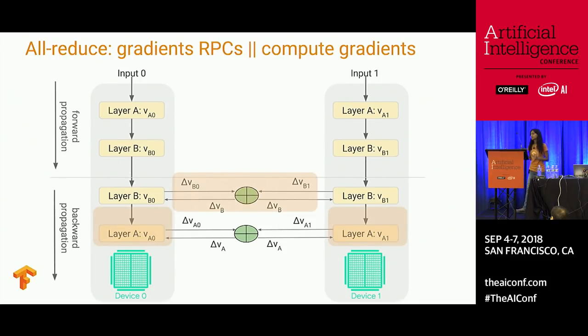All-reduce can further optimize things and bring down your training time by overlapping computation of gradients at lower layers in the network with transmission of gradients at the higher layers. So in this case, you can see we can compute the gradients of layer A while we're transmitting the gradients for layer B. And this can further reduce your training time.